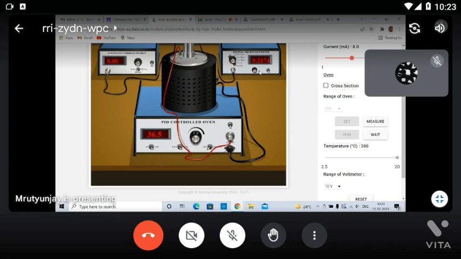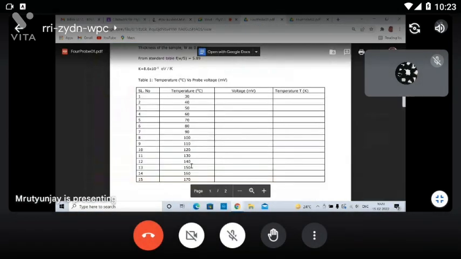After reaching 50, click wait and note down. In this way you need to find out. At 9.5, done for 40. This is the result. Got it or not? Yes, sir, I got it. In this way, you have to note observations up to what values?